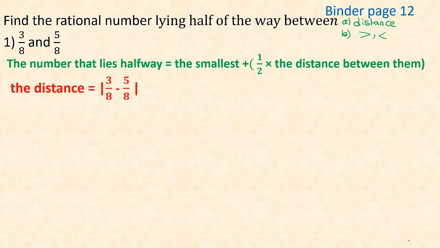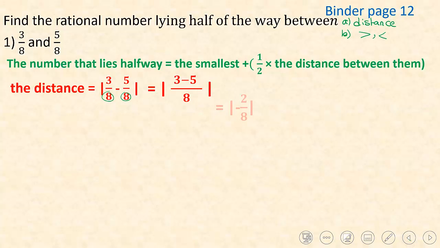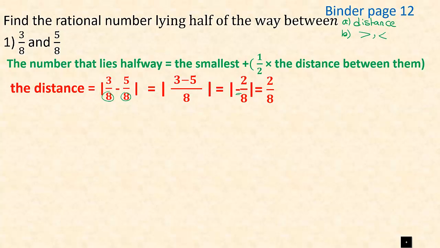So absolute value of 3 over 8 minus 5 over 8. As you can see, I have the same denominator, so I can go and subtract the rational numbers. It equals 3 minus 5 over 8, which is equal to the absolute value of negative 2 over 8. And we said that the absolute value of any negative number is the same number but positive. So it's equal to 2 over 8. Now I know the distance.